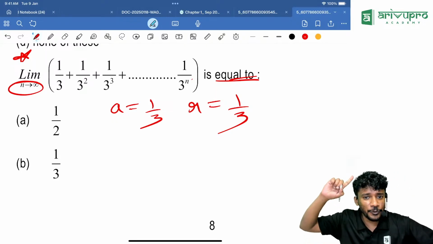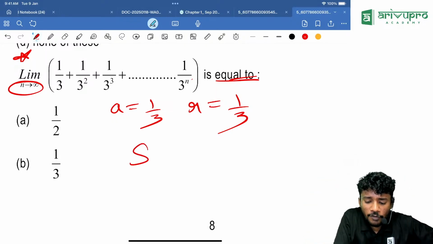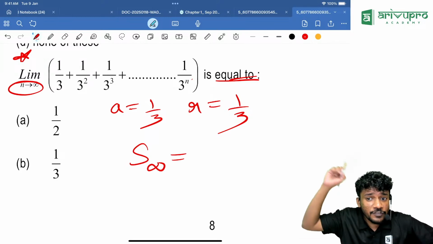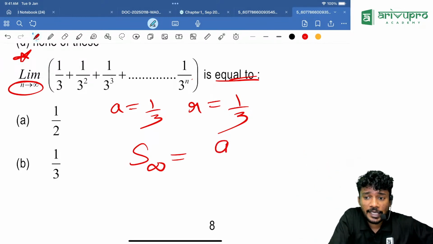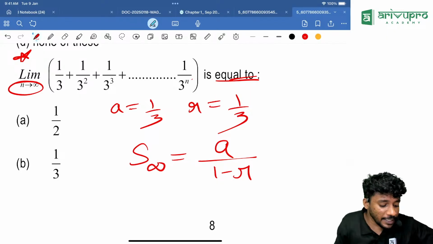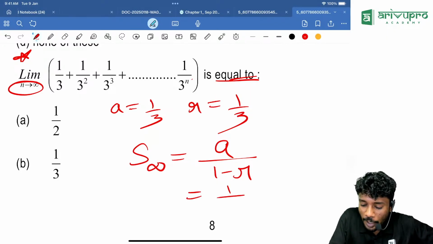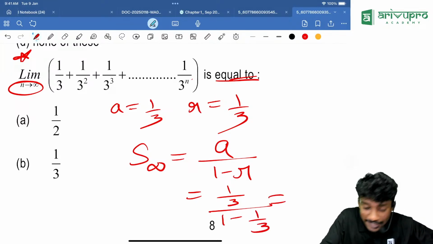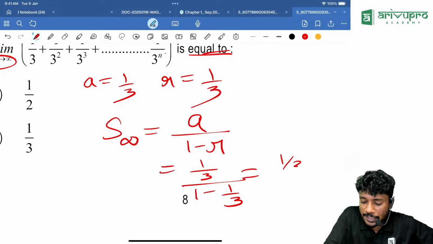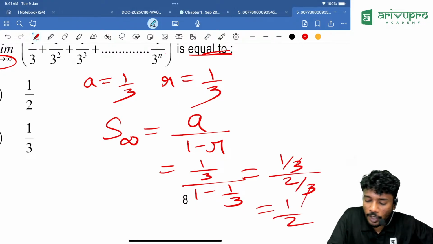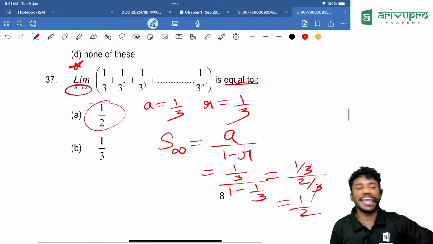What does that mean? Do you remember the sum till infinity for a GP? What was the formula? A divided by 1 minus R. Do you remember that? What is A, people? 1 by 3 divided by 1 minus 1 by 3, which is equal to 1 by 3 divided by 2 by 3. So 3 cancel. What will remain? 1 by 2. Option A is our answer.